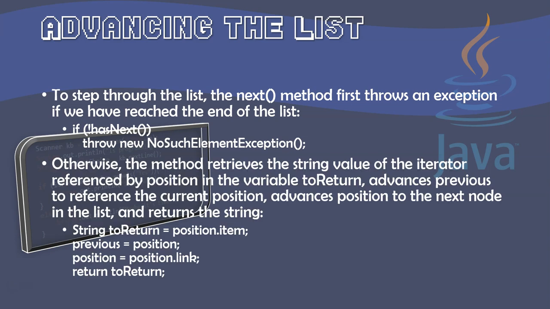Otherwise, the method retrieves the string value of the iterator referenced by the position variable to return, advances the previous variable to reference the current position, and advances position, which is our other variable, to the next node in the list, and returns the string. So stringToReturn equals position.item, previous equals position, position equals position.link, and return stringToReturn.